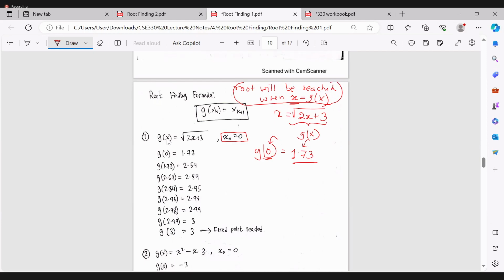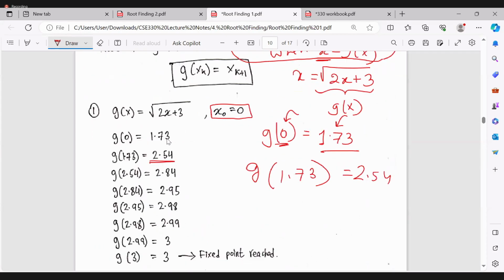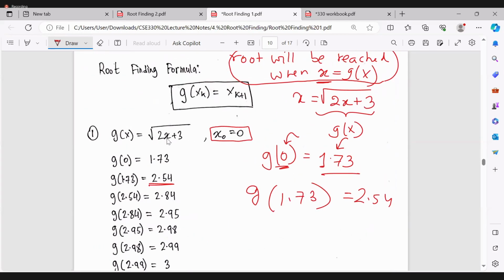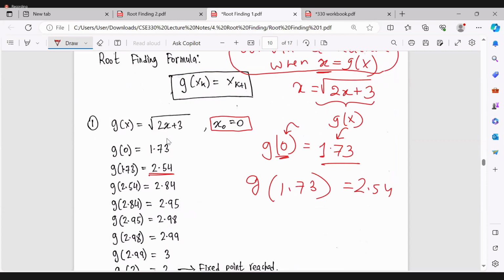So this is not the case. So what happens is you again continue doing it. You place this value of 1.73 in g, you get 2.54. And you continue doing it. 2.54 is placed again in g and you get 2.84. 2.84 is getting placed in g, you get 2.95.